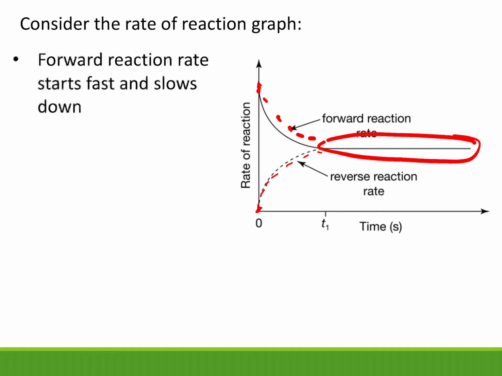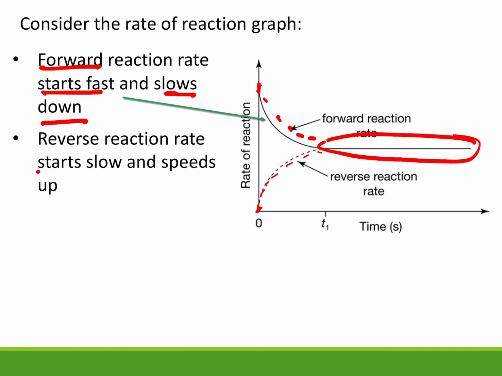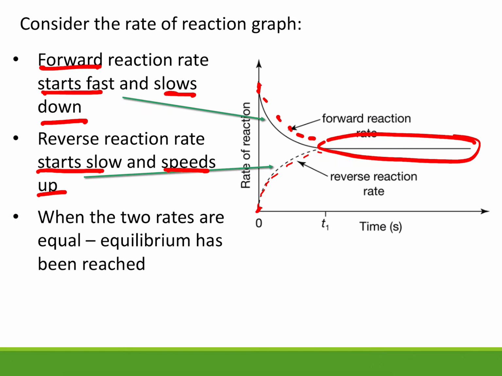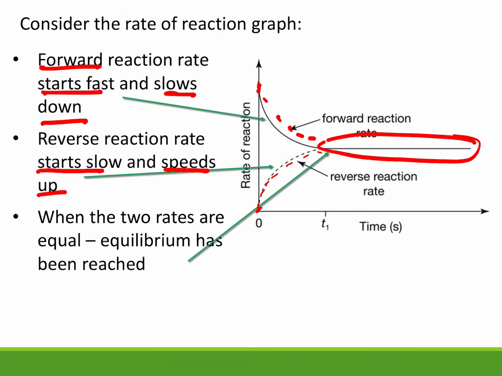Okay, very, very important. So the forward reaction starts fast and then slows down. That's what I showed you at the top there. The reverse reaction starts slow and speeds up. That's shown over there. And eventually, when equilibrium is reached, the two rates are equal. This is the important thing. Okay, so that's the important thing for this first part.